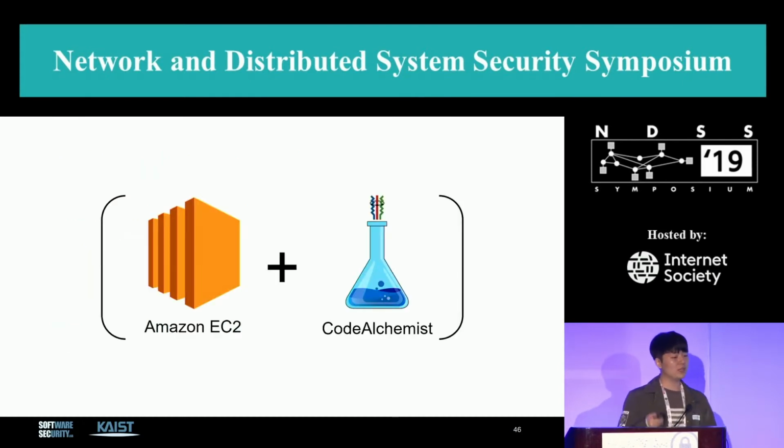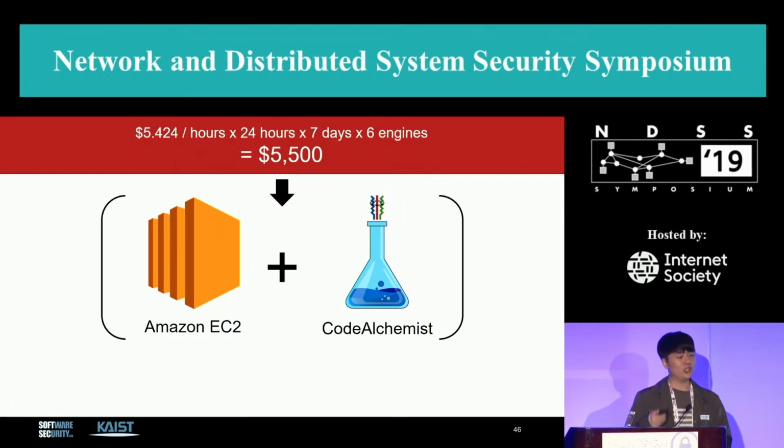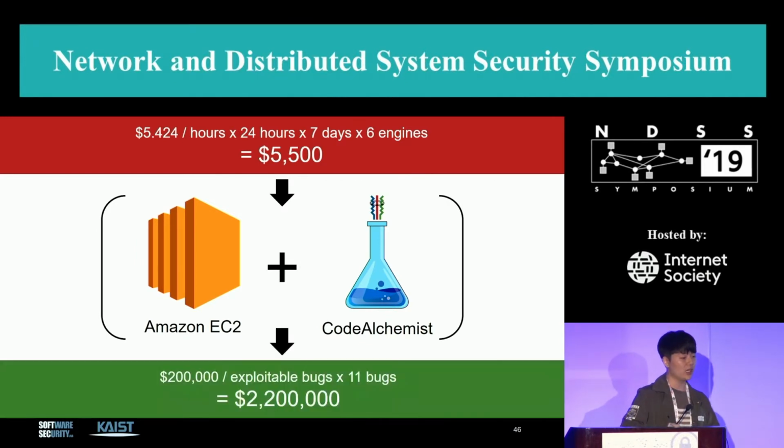So let's assume that we ran CodeAlchemist on Amazon EC2. If we use a high-performance server, which has 96 cores, it costs $5,500. And if we found 11 exploitable bugs and sold them to Zerodium, then we would get up to $2,200,000 in a week. In other words, we can be a millionaire in only 1 week.